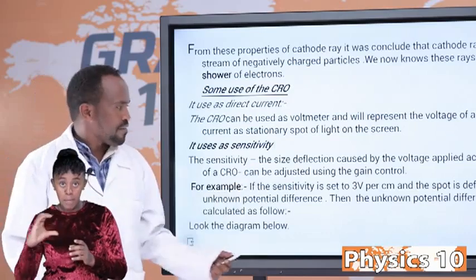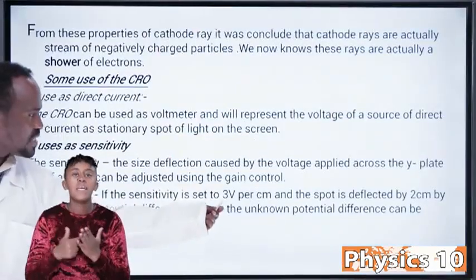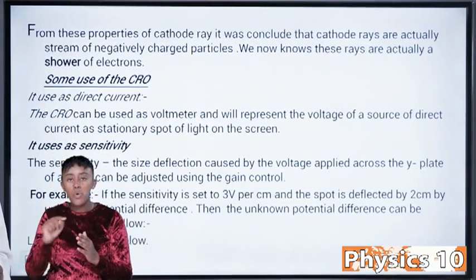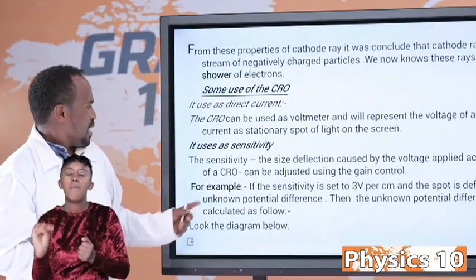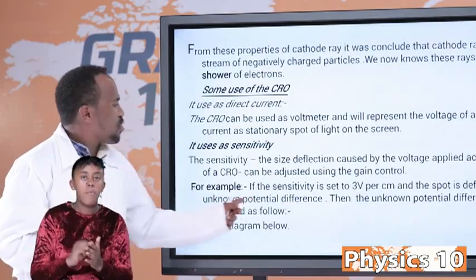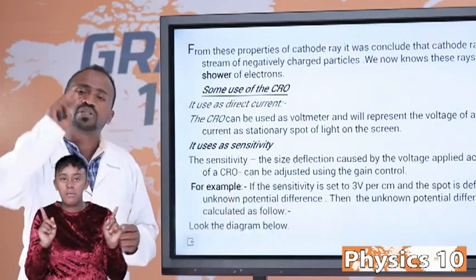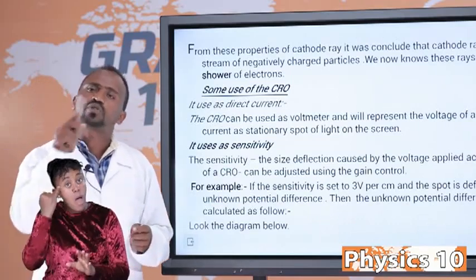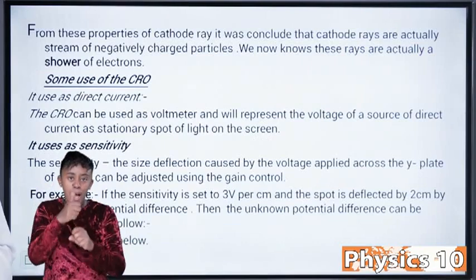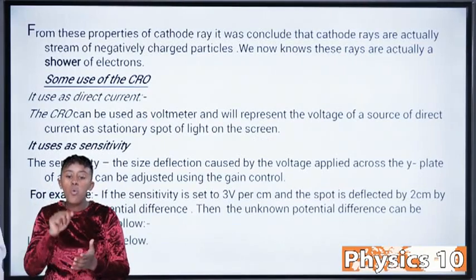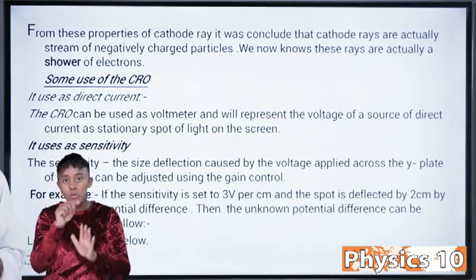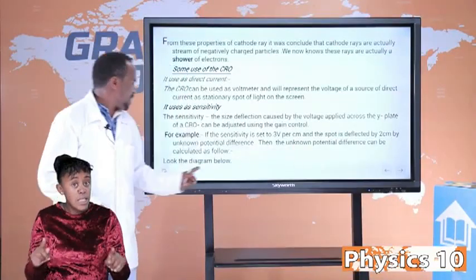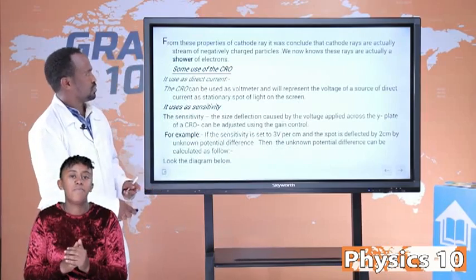Students, if the sensitivity is set to 3 volts per centimeter and the spot is deflected by 2 centimeters, then there is an unknown potential difference that deflects the spot by 2 centimeters. Our aim is to calculate the value of that potential. So the unknown potential difference can be calculated as follows.